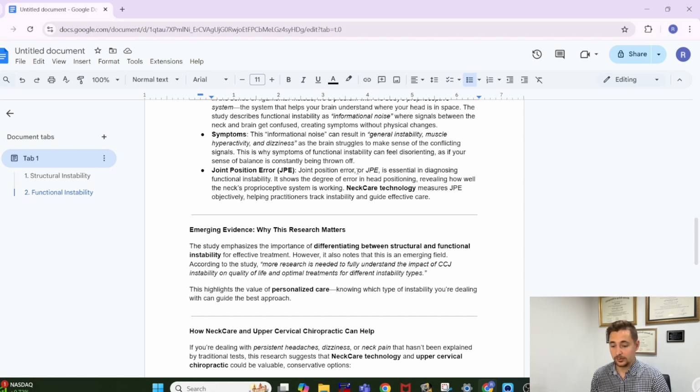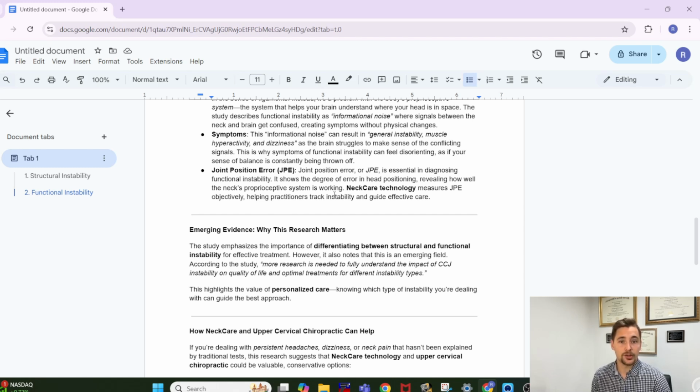So this is why the symptoms of functional instability can often feel disorienting, as if your sense of balance is constantly being thrown off. One of the ways they talked about in the study to measure this is through joint position error. This essentially helps us to diagnose that functional instability. It shows the degree of error in head positioning, revealing how well the neck's proprioceptive system is working.